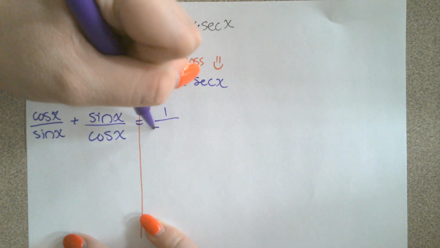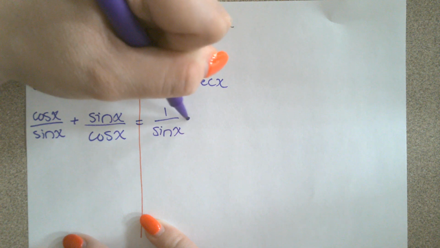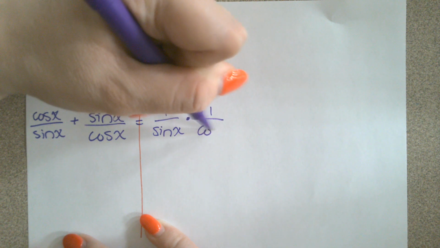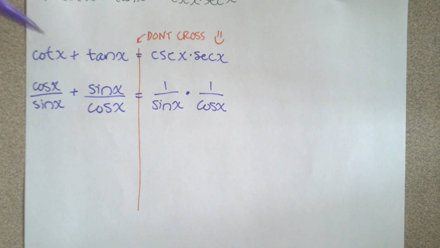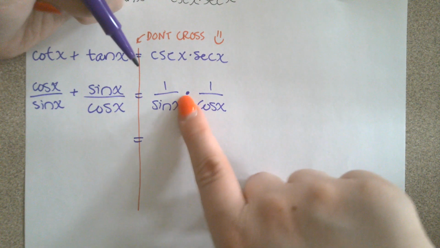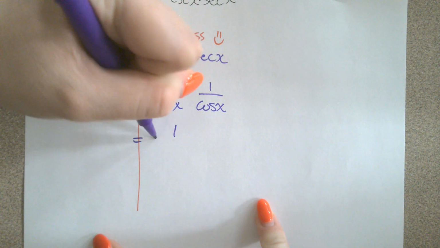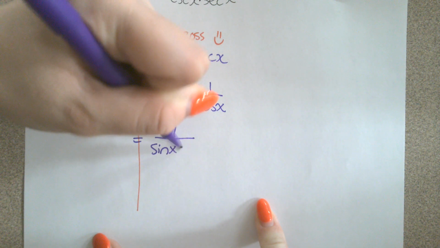Cosecant is 1 over sine. And secant is 1 over cosine. All right. On the right side, we're multiplying, so you just multiply straight across. 1 over sine of x, cosine of x.